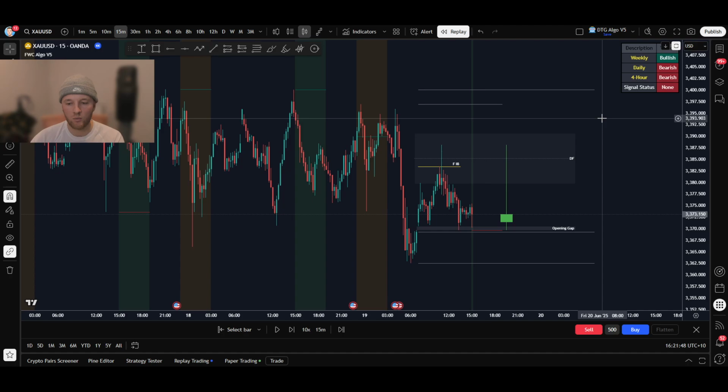And like I said, at this point, if we have a look over here in the top right from the DTG indicator, we have daily bearish, we have 4-hour bearish, and we also have the 12-hour bearish as well. So we have direction. We have sentiment in the market. For me, that was bearish yesterday. Then we can start to build our confluence.